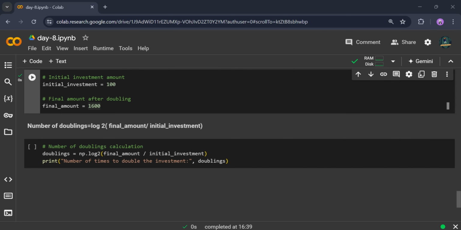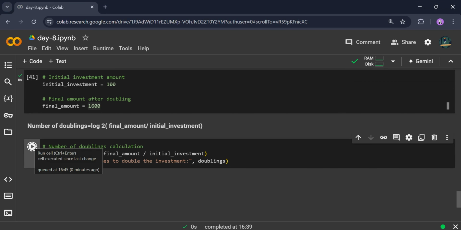Now we can use the log base 2 function to calculate the number of times we need to double the investment. The formula is number_of_doublings equal to log base 2 of final_amount divided by initial_investment. Let's calculate it. Here np.log2 of final_amount divided by initial_investment computes the log base 2 of the ratio of the final amount to the initial investment, giving us the number of doublings needed.